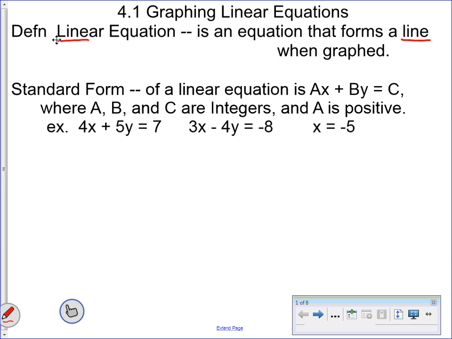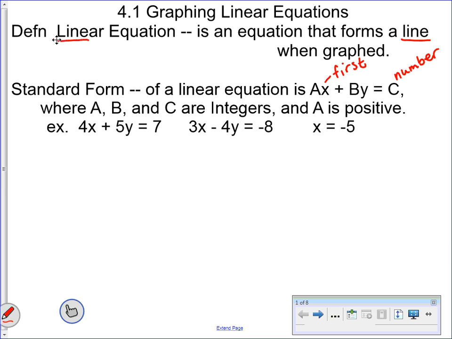One way to write a linear equation is in standard form, where you have an x that is written first, the y comes second, and the number that's by itself is over on the right-hand side. So the key thing in standard form is that the x comes first before the y. They're in alphabetical order, and the number that's by itself is over on the right-hand side.